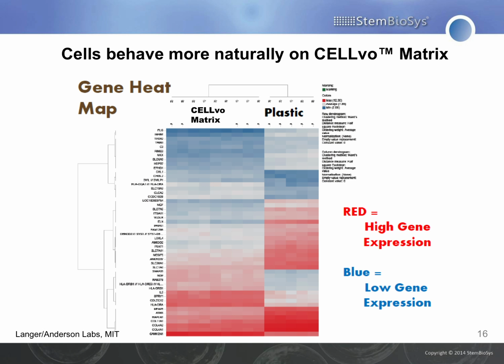And this is a heat map for gene expression. Again, more work done in Langer's lab at MIT. We won't go into detail of all the different genes that are being expressed, but this is just to show, again, in a controlled experiment, same numbers of cells. Again, these are bone marrow MSCs in this case, put onto the CELLVO matrix or put onto plastic. You see a very different gene expression profile. So perhaps it's obvious, again, going back to the cells are responding to their microenvironment, and they're going to express different genes based on the feedback that they're getting from that microenvironment. And that's what we see here.